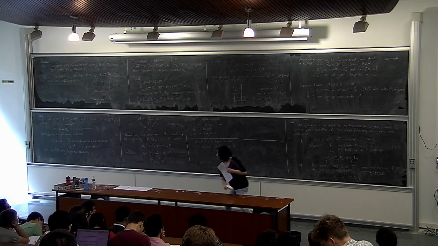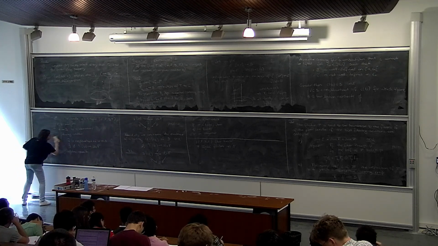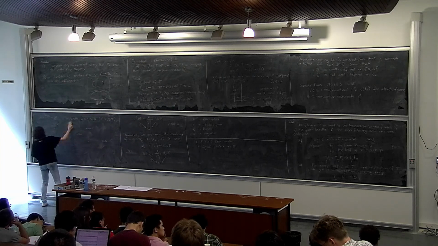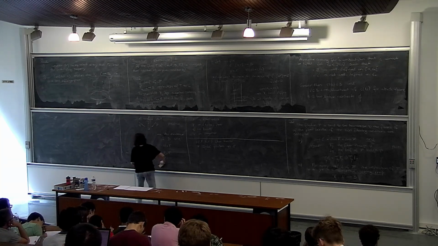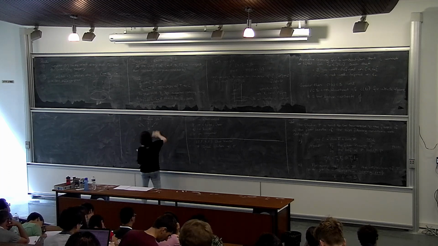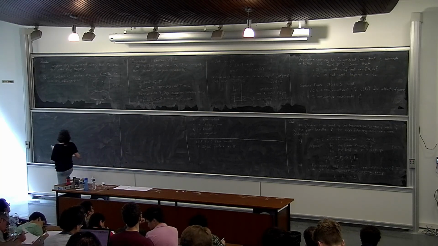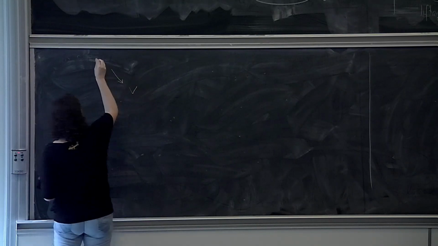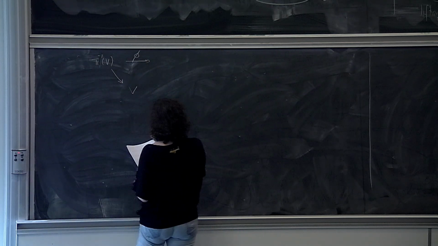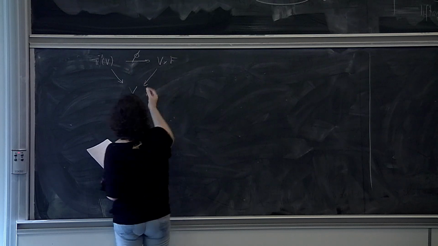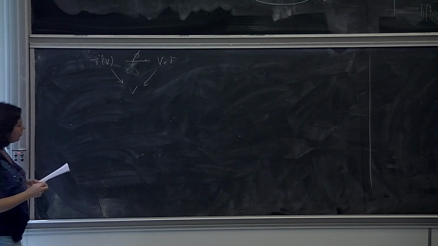Okay, so what happens now? We have our trivialization, so I have my V here. I have pi minus 1 of V. I have my phi here, going to V times the fiber, and making this diagram commute. Okay?